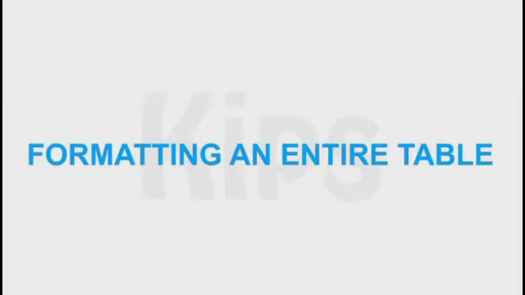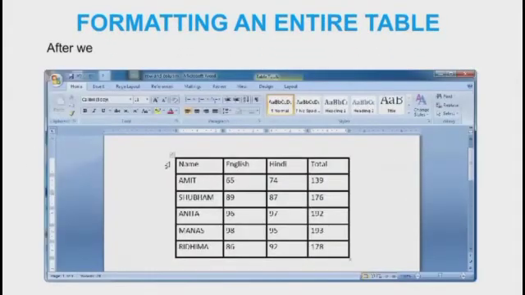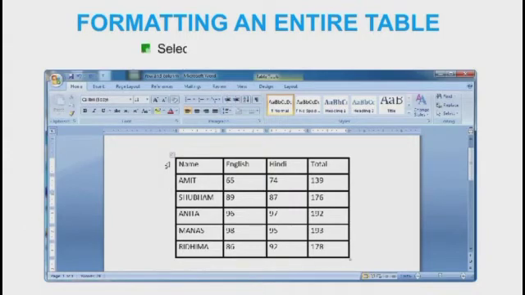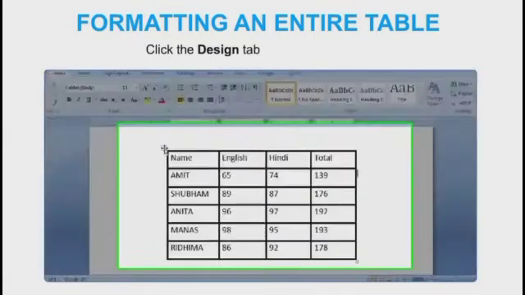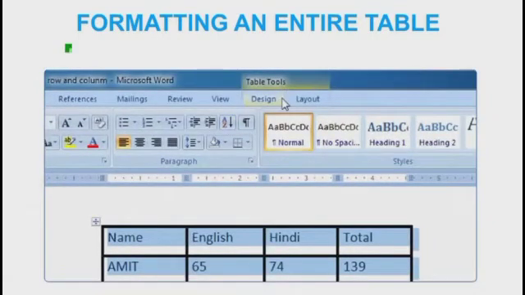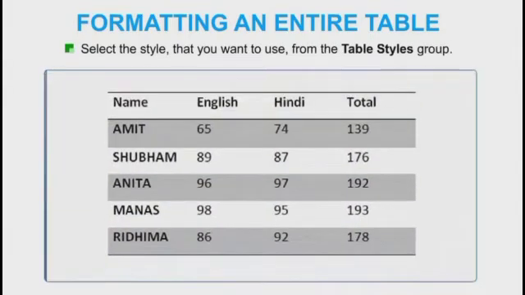Formatting an entire table. After we create a table, we can format the entire table by using the table style. Select the table that you want to format. Click the Design tab under the Table Tools. Select the style that you want to use from the Table Styles group.